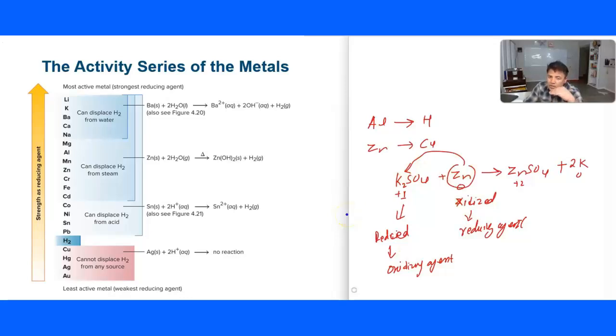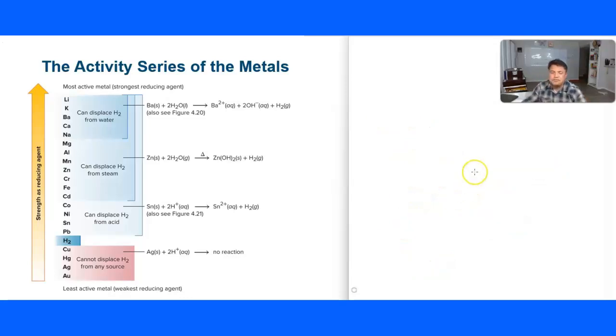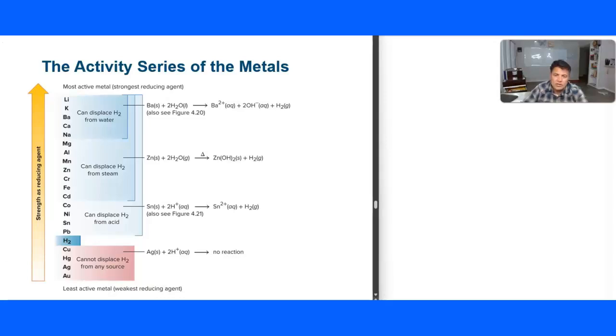But look at the activity series. What is above can reduce the one below. Lithium is above potassium. Lithium is higher than everyone, so lithium can reduce everyone. Potassium is higher than everyone below, so potassium can reduce everything below. Aluminum can reduce manganese, zinc, chromium, but aluminum cannot reduce magnesium. So that reaction does not happen. This is the activity series.